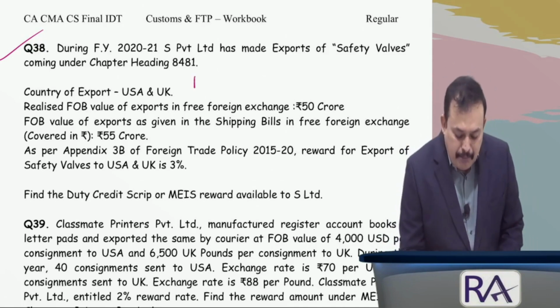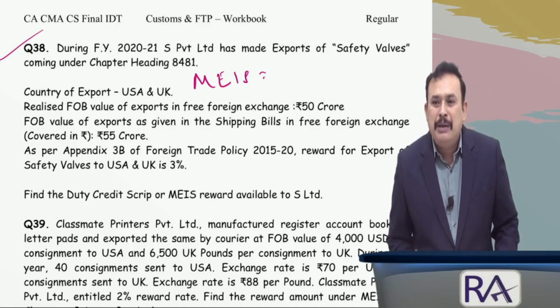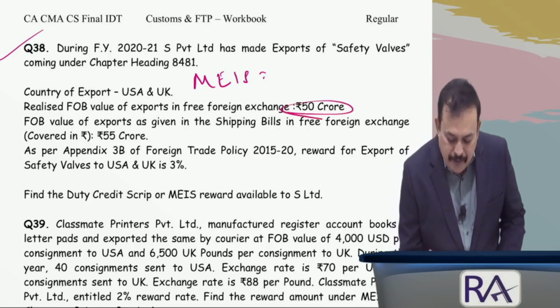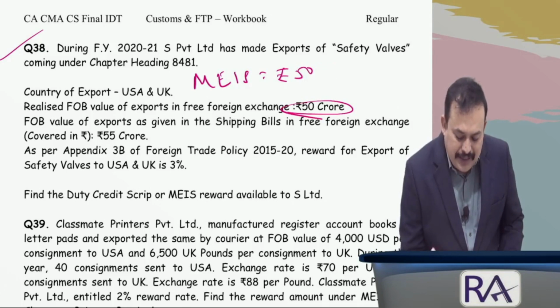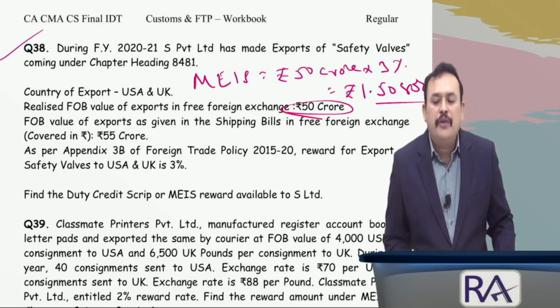Very simple. MEIS is equal to the FOB value of payment realized for export or the FOB value shown in the shipping bill, whichever is less. Which is less here? 50 crores. On 50 crores of Indian rupees, apply the reward amount. How much? 3%. At the rate of 3%, how much comes? 1.5 crore is the amount of reward in the given case.